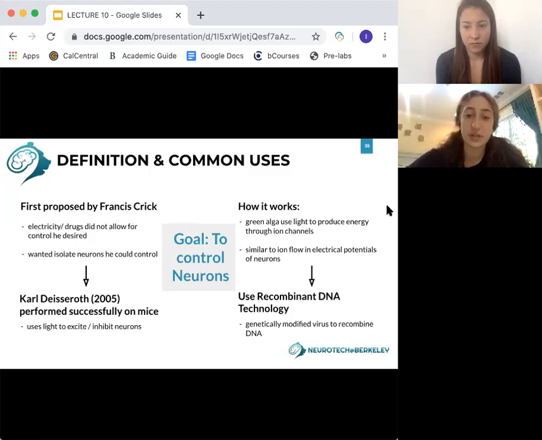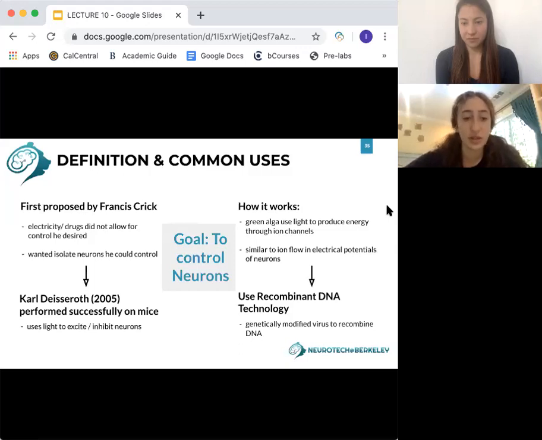It was first proposed by Francis Crick, who I'm sure we've all heard that name a few times, who wanted to isolate neurons or neuron clusters to maintain control over. And we couldn't do this with electricity or drugs. Then Karl Deisseroth in 2005 used light to excite or inhibit neurons and then studied the outcomes of how this played out in live, freely moving animals.